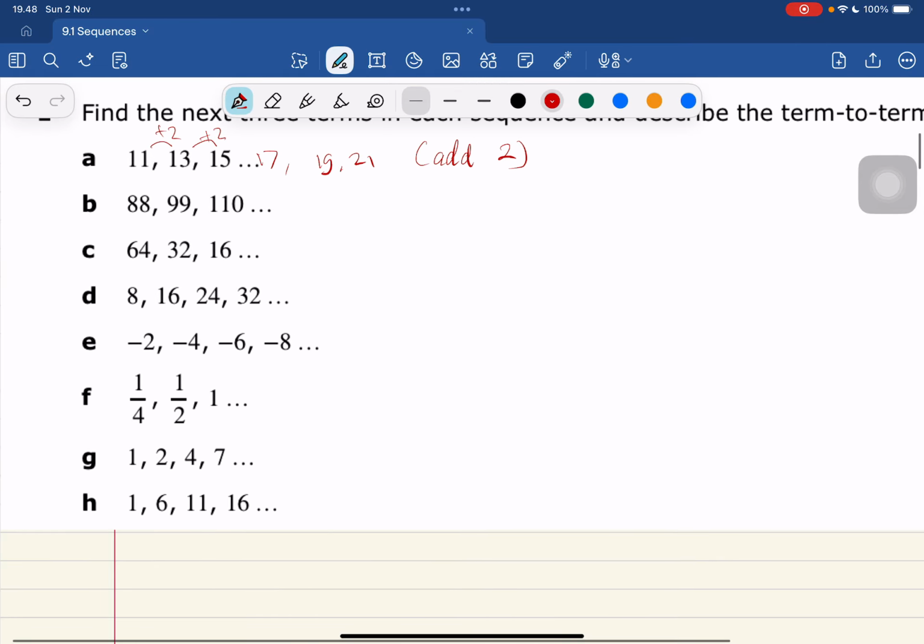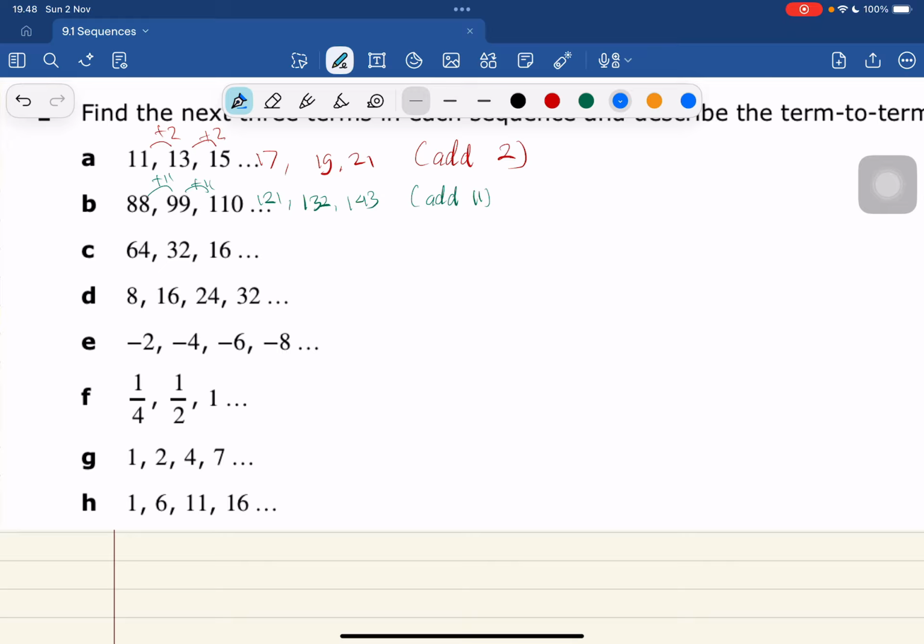Next, we got 88, and then 99, 110. So look at the difference, it's plus 11. So next, after 110, 121, 132, and 143. So this is add 11.